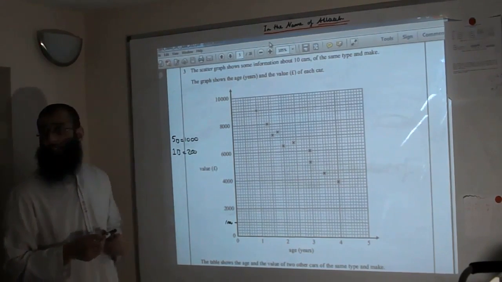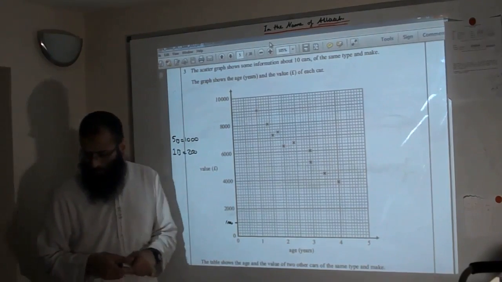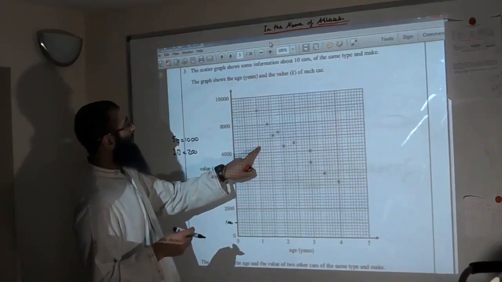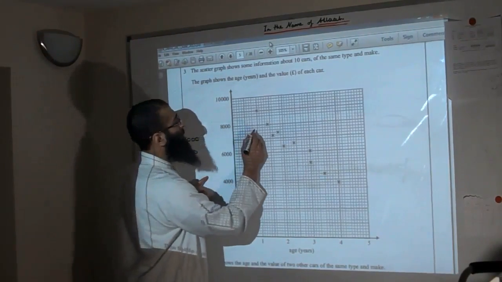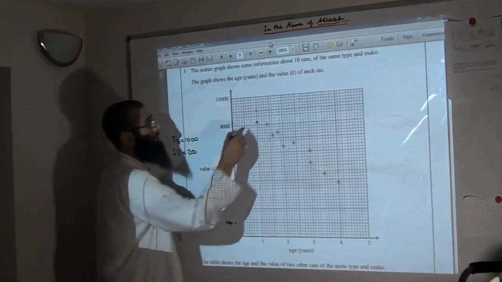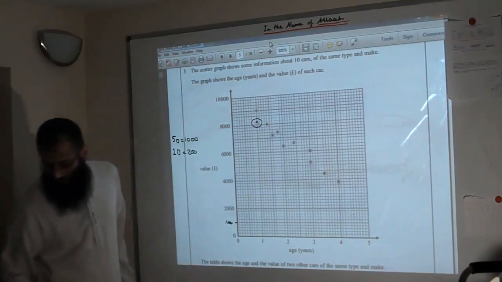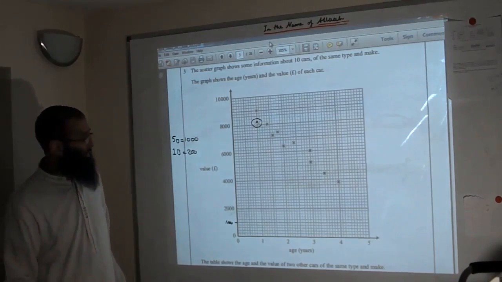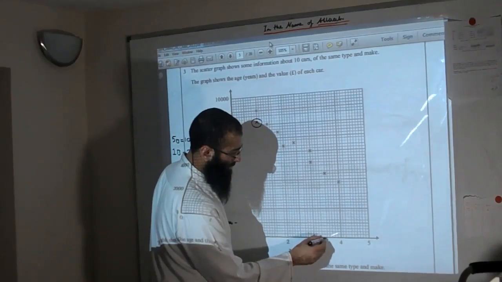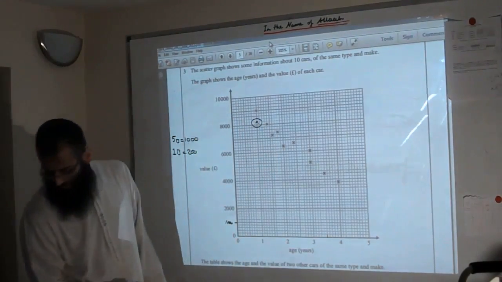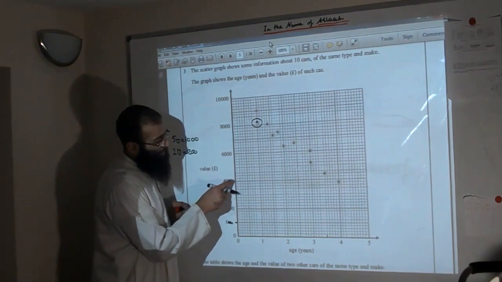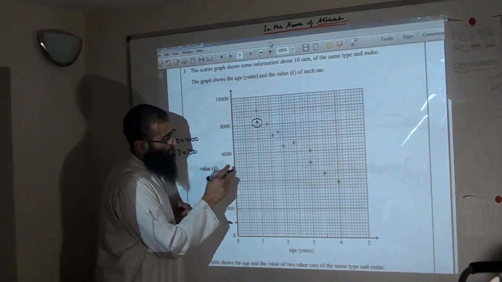Okay, I'm working on the scale. We've been told to plot 1 year against 8,200. So I've got to come up here. And 8,200 is 8,000 and one more little square. Done. That's one value. The second value we need to plot is 3.5 and 5,000. So 3.5 years: 1, 2, 3, 4, 5. 3.5 years. And what's the value? £5,000. That's 4,000, and 5,000 is 1, 2, 3, 4, 5.